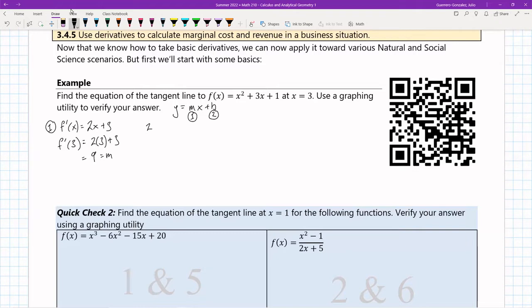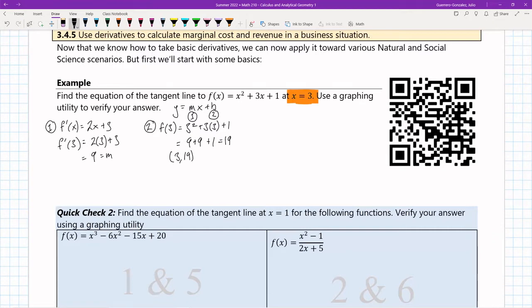For part 2, we need to find b. In order to find b, we need an extra point. So we plug the value x equals 3 into our original equation to get the y value. f of 3 is 3 squared plus 3 times 3 plus 1, which is 9 plus 9 plus 1, 18 plus 1 is 19. So the point we're going to be working with is the point 3, comma 19.